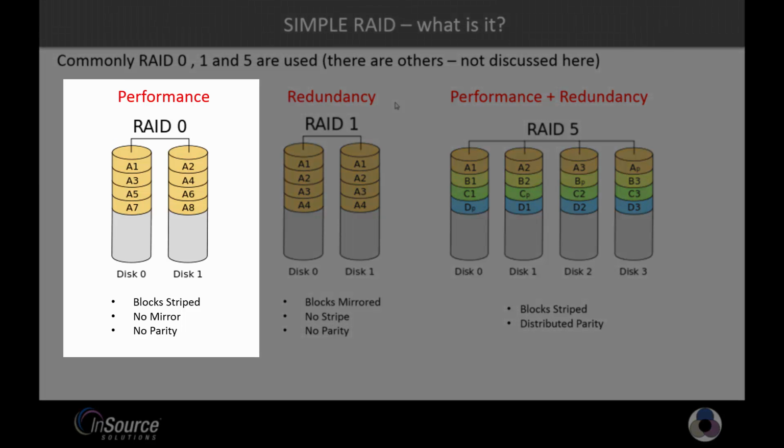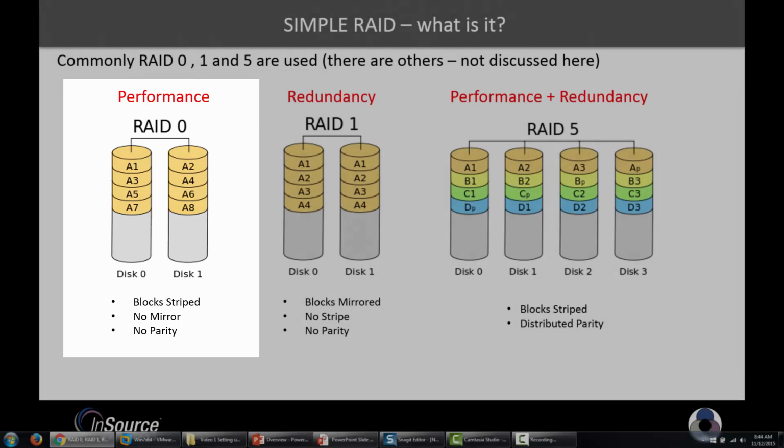RAID 0 is typically used for performance, and some key points related to that are it requires a minimum of 2 disks, gives you excellent performance because blocks are striped. There is, however, no redundancy because there is no mirror and no parity. So we wouldn't want to use this for any sort of critical system.